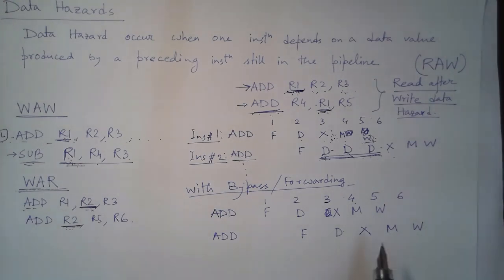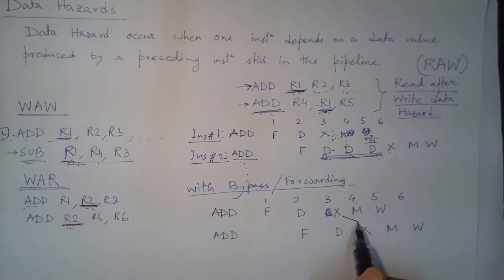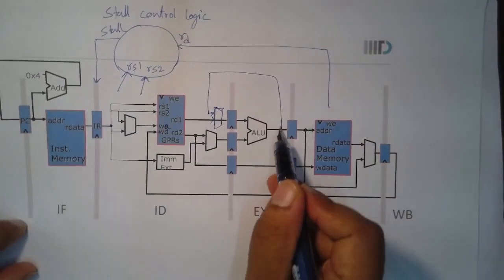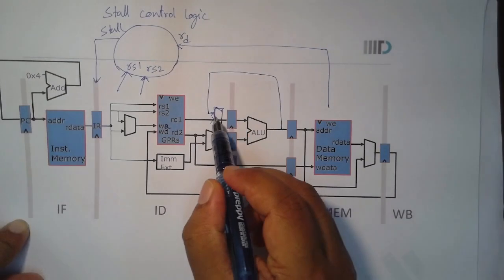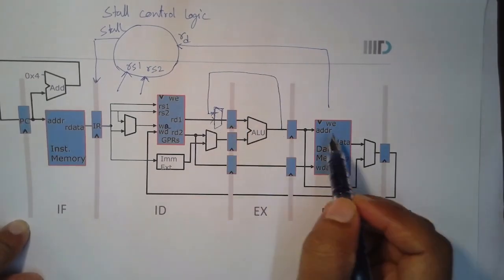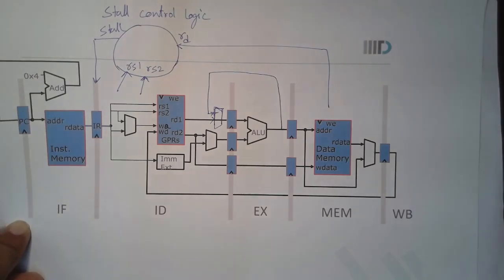So, what we have done? We have forwarded the value of R1 after this execution stage to the next stage in this way, so that the next instruction can select this value as one of the operands and execute. Okay.